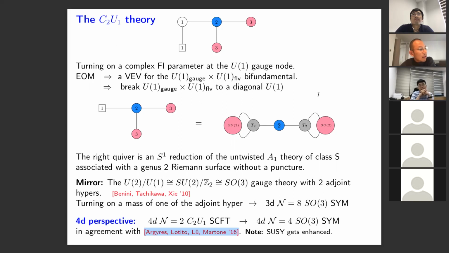Yeah, by the way, there is a non-Lagrangian way of implementing mass deformation. Can you maybe clarify?